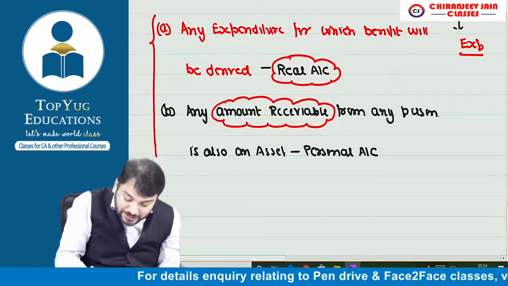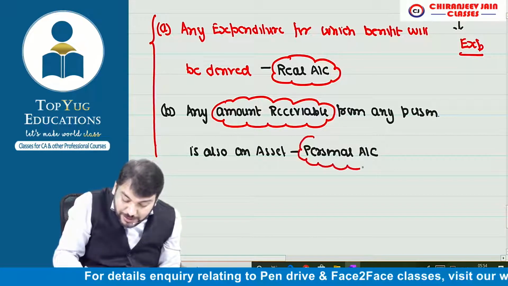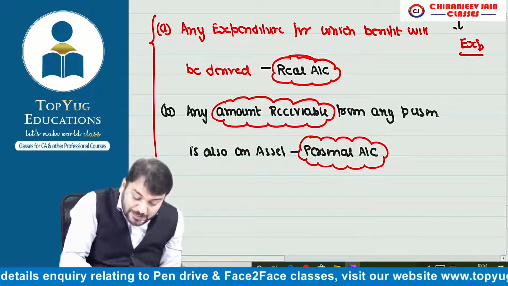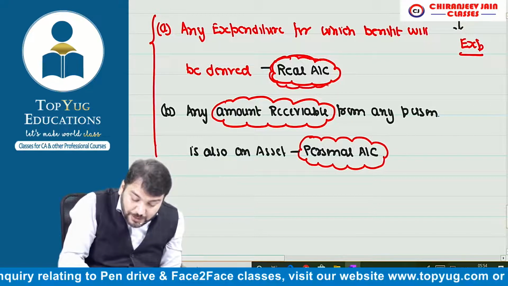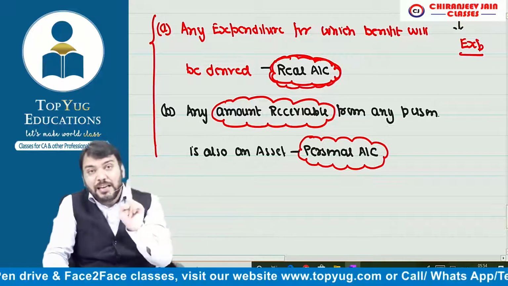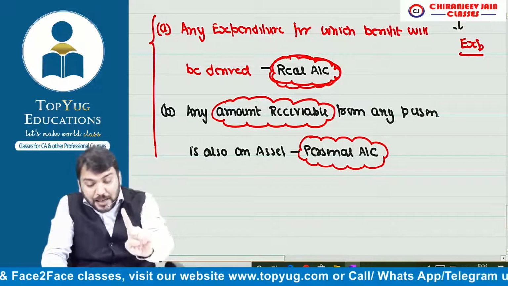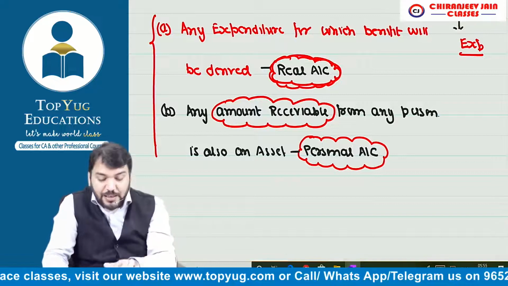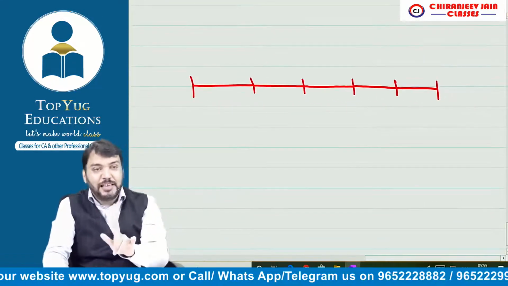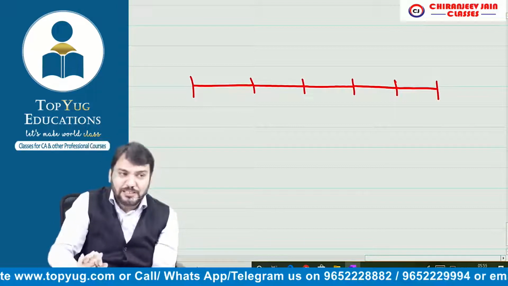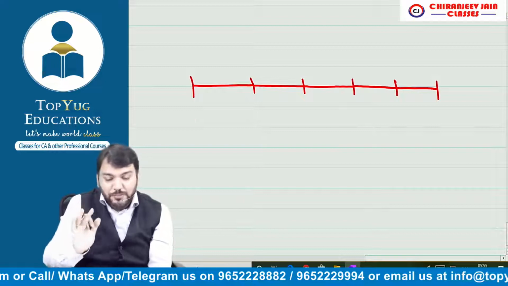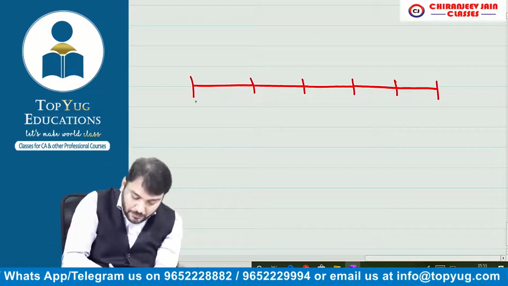Because this amount is receivable from a person, it becomes a personal account. This benefit is received from expenditure, therefore it becomes a real account. Now I think you understood real and personal. So an asset can be real, an asset can be personal. Correct? Understood? Let me take one example. Please concentrate on the example. I was not supposed to give this example right now, but if you can give me the answer right now, it means you have understood.